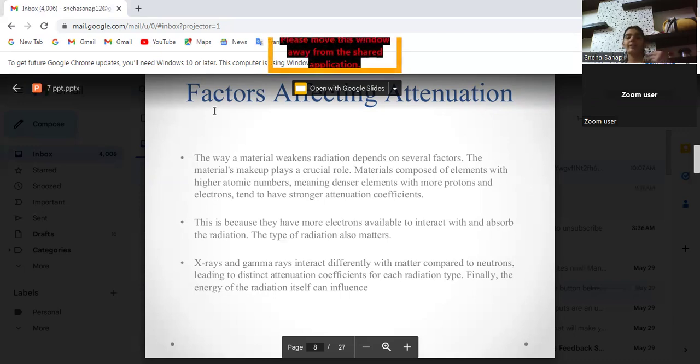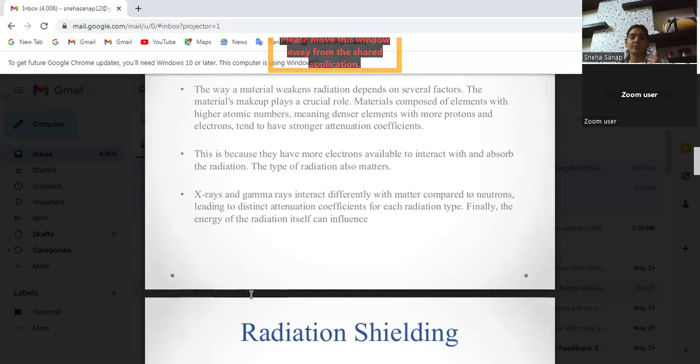X-rays and gamma rays both interact differently with matter and electrons, leading to different attenuation coefficients for each radiation type, and finally it also depends on the energy itself.